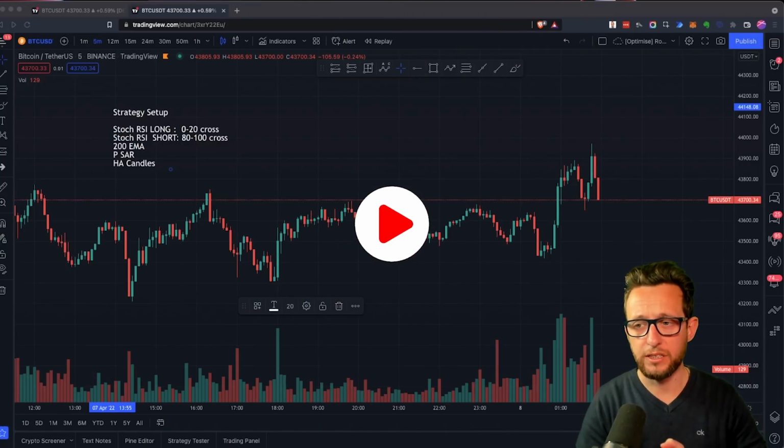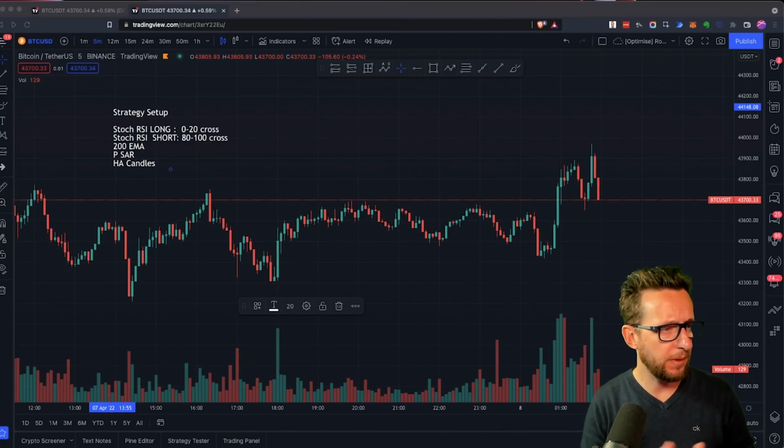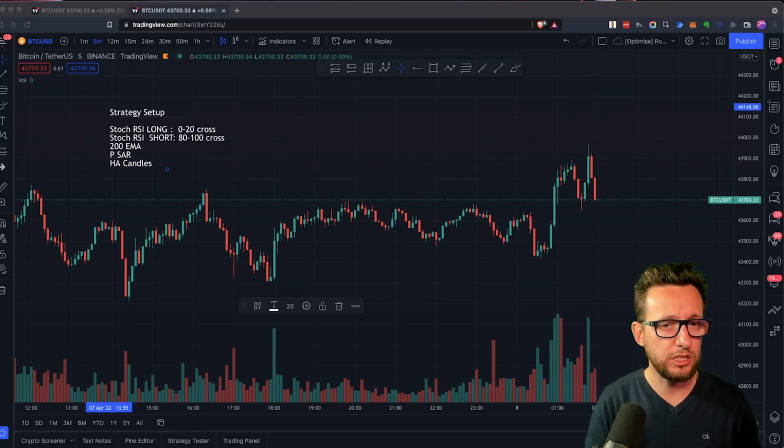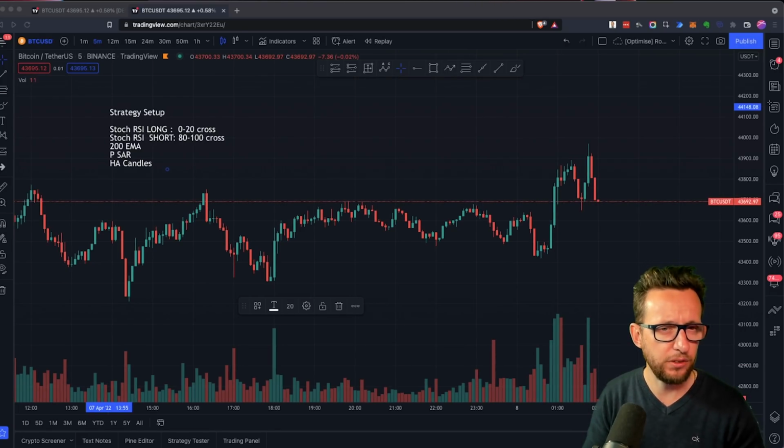So let's get over to coding. Right, here we are on my TradingView account, as you can see on my computer. Let's get started by looking at the actual strategy, how it works. I've put the rules there on the screen.